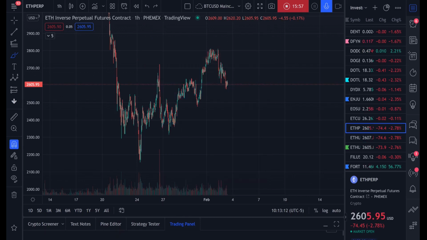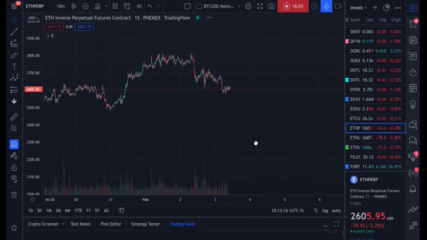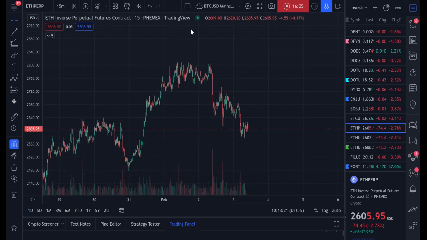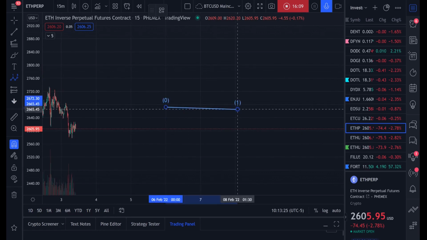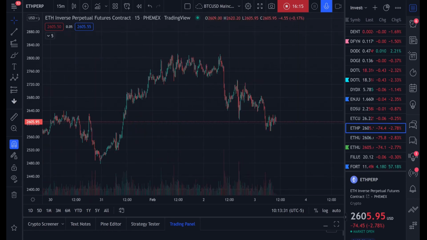Now, can we count 5 waves in Ethereum? Let's zoom in. Let's go on the 15-minute chart. And in Ethereum, I definitely don't count 5 waves. No matter how bad your wave counting skills are, it's quite simple to see that we don't have 5 waves here. That's not a 5-wave impulse, yeah?